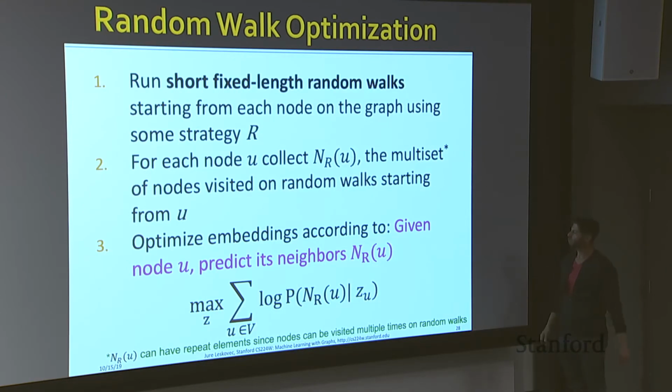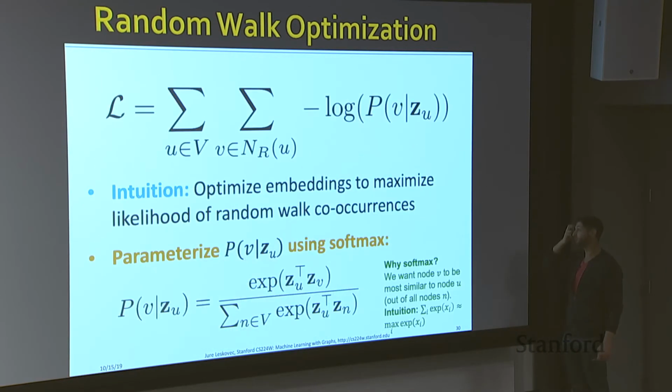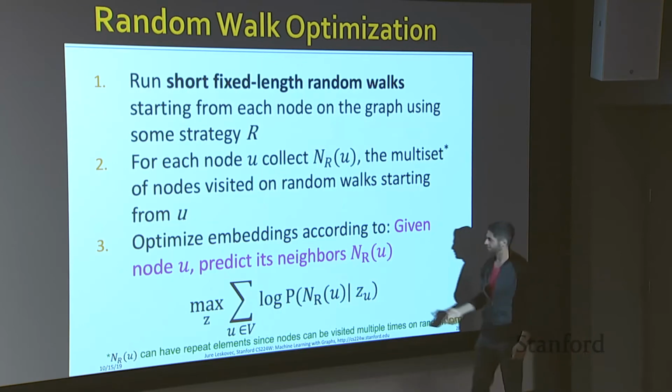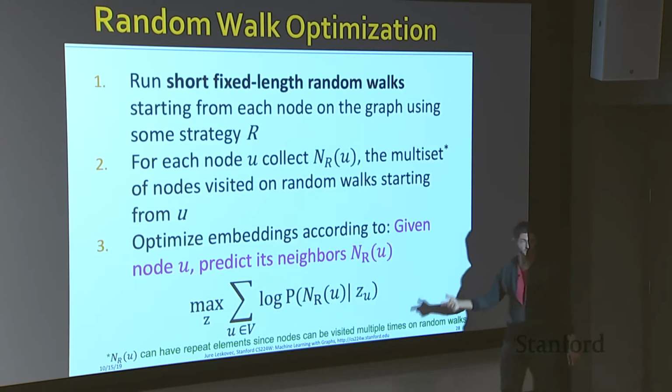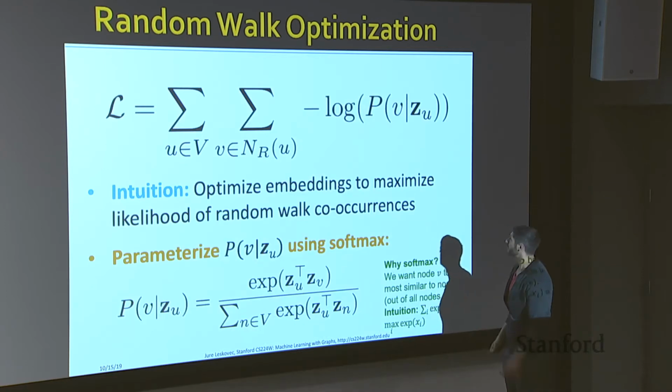Now, how do we make this work for real? How do we turn this abstract objective function into something that we can actually optimize? That's what we're going to do now. We go from a maximization problem to something expressed as a loss.